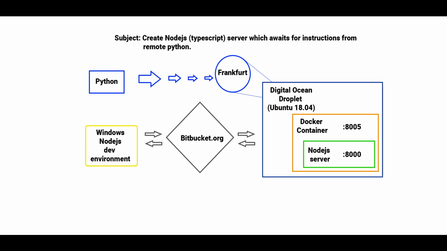We have a Python script which communicates through Frankfurt to our DigitalOcean droplet which resides on Ubuntu 18.04. It holds a Docker container which is listening on port 8005. Through this port we expose our Node.js server which lives on port 8000. The Node.js server will pull from our Bitbucket Git repository.